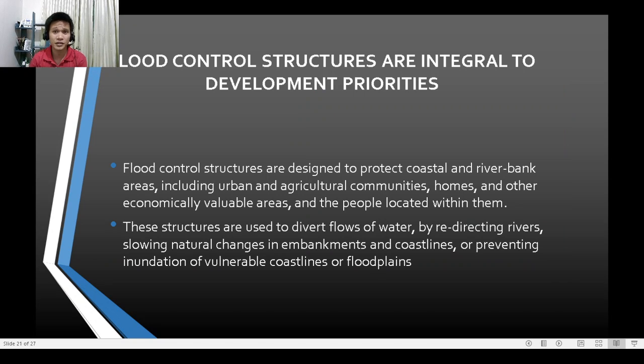So flood control structures are integral to development priorities. Flood control structures are designed to protect coastal and riverbank areas, including urban and agricultural communities, homes, and other economically valuable areas, and the people located within them. So these structures are used to divert flows of water by redirecting rivers, slowing natural changes in embankments and coastlines, or preventing inundation of vulnerable coastlines or floodplains. So inundation para sa ganina is excess rain or excess water nga naga-overflow.